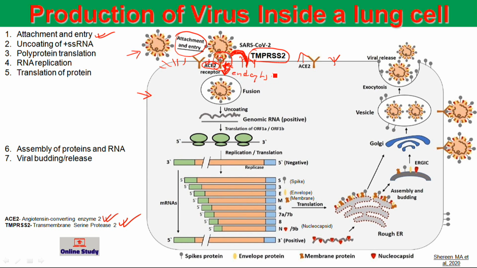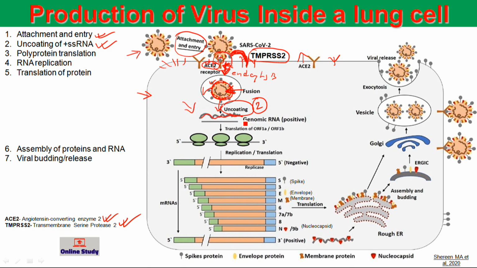The second step is the uncoating of the positive sense single-stranded RNA. You know that the virus is composed of the spike proteins and some other structural protein, but it has single-stranded RNA as a genome. So in this step, the virus uncoats this single-stranded RNA. So now the single-stranded RNA is in the cytosol of the human lung cell.